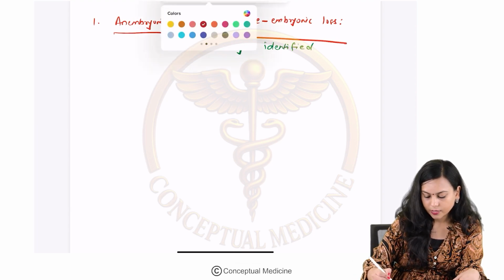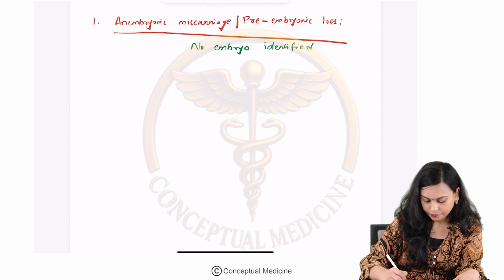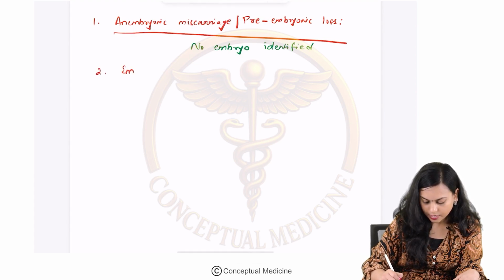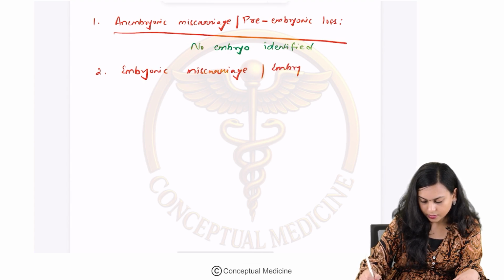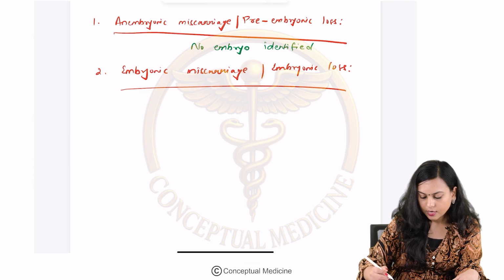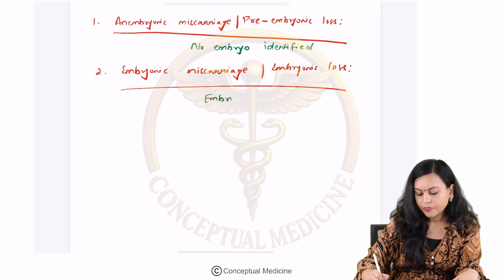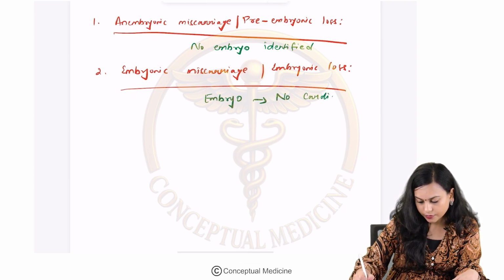Next one is embryonic miscarriage or embryonic loss. That means there is an embryo but no cardiac activity found.